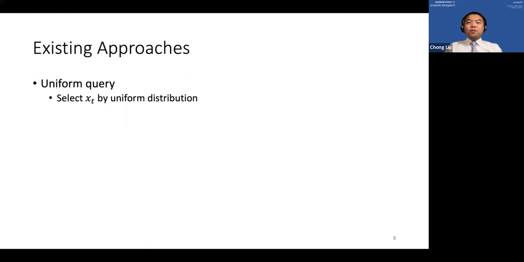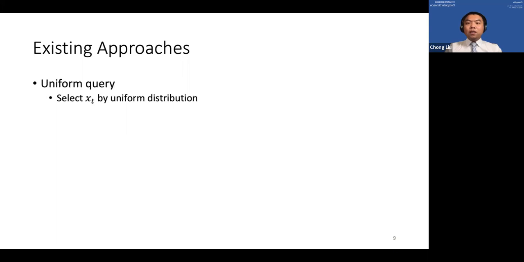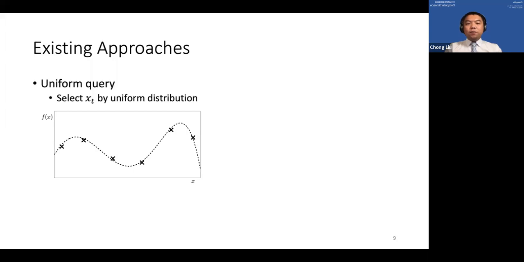There are some existing approaches to solve this kind of problem. For example, a naive way is to do the uniform query, which means that every time at time t, I select the xt by uniform distribution over the function domain. For example, in this one-dimensional example, I can randomly, by the uniform distribution, select 6 data points. And then I can run some regression on these observations to get my estimated function. I can do the argmax over the estimated function and then output some x hat as my output.